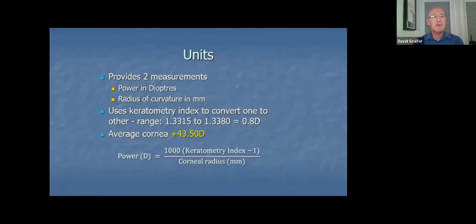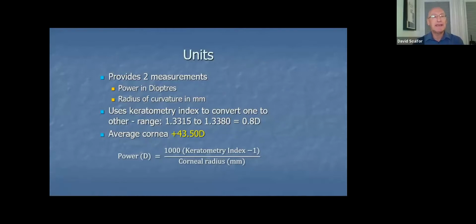So in keratometry, we can get two different units. We can either get the power in diopters or the radius of curvature in millimeters. And in fact, what happens is you actually measure radius of curvature and then you convert to diopters. And to do that, you use this thing called keratometry index to convert one to the other.